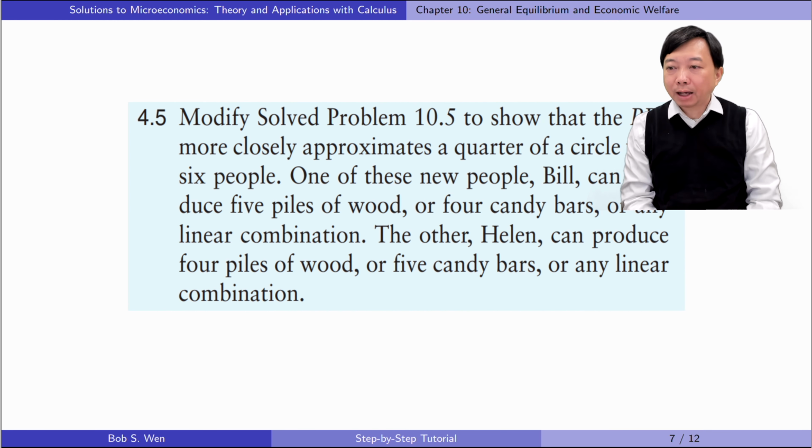Let's find answers to exercise 4.5. Modify solved problem 10.5 to show that the production possibility frontier more closely approximates a quarter of a circle with 6 people. One of these new people, Bill, can produce 5 piles of wood or 4 candy bars or any linear combination. The other, Helen, can produce 4 piles of wood, or 5 candy bars, or any linear combination.